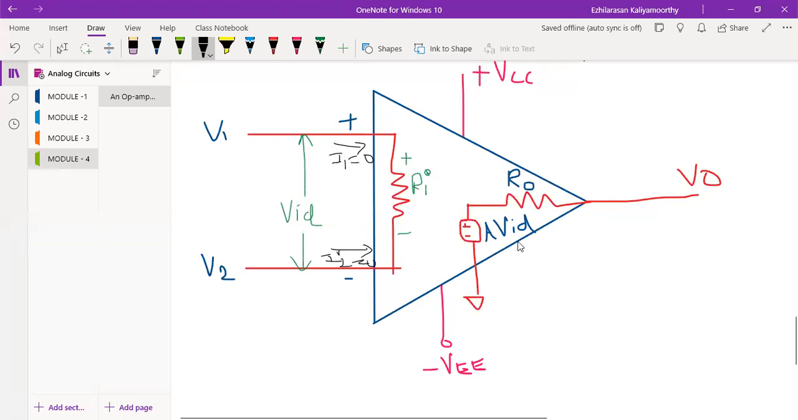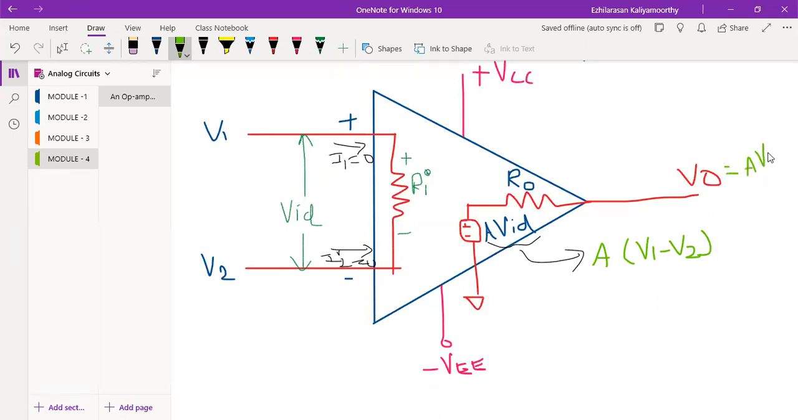This is R naught. So now from this I can say A into VID. That is simple. A into VID is nothing but V1 minus V2. Actually, that is this one. R naught is nothing but your output resistance. So from this, I can say V naught is equal to A into VID. That is the output.